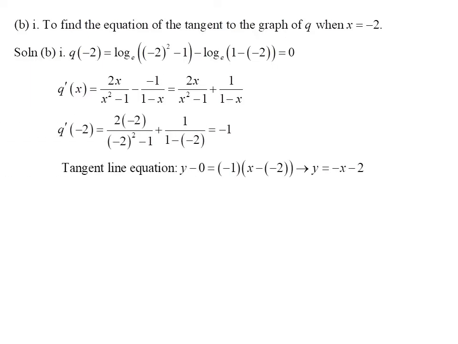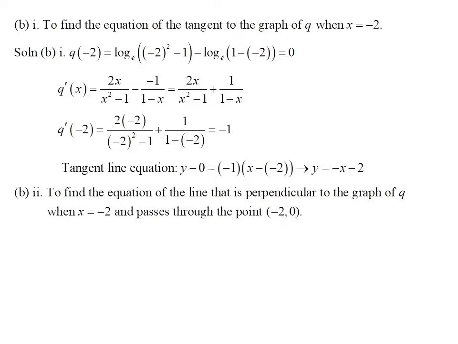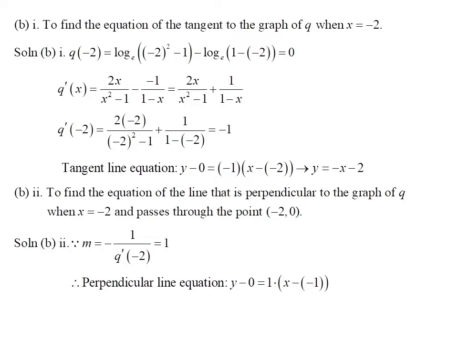Then we are able to establish a tangent line equation y equals -x minus 2. The second requirement of part B is to find the equation of the line that is perpendicular to the graph of q of x when x equals -2 and passes through the point (-2, 0). So the gradient of the perpendicular line equals negative reciprocal of q prime of -2, which is 1. Hence, we get the perpendicular line equation, which is y equals x plus 2.